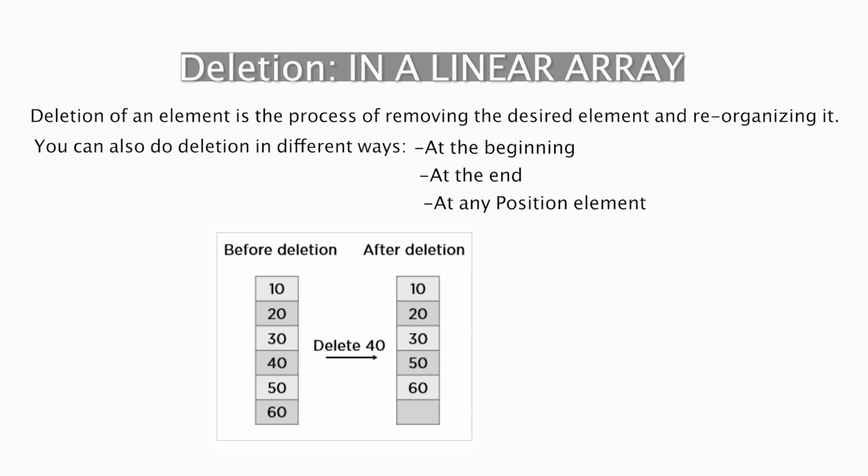Here 40 is removed, but after removing 40, the space is not left empty. That space is filled by the successor item, that is 50. Then 60 is also shifted to 50's position. What I want to say is, by the principle of array, we can't leave an empty node inside the array. We have to fill it with the successor item from the next node. By this example, we can understand how we delete an item inside the array.